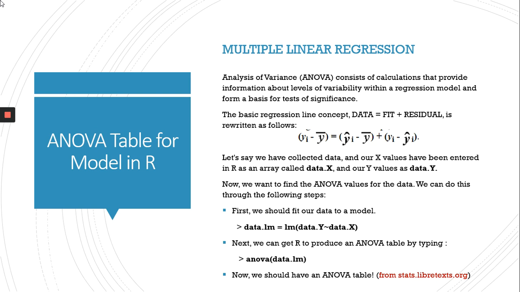Next, we can get R to produce an ANOVA table by typing anova(data.lm). Now we have an ANOVA table, through which you can view the data in R. So you now understand what ANOVA is in machine learning.